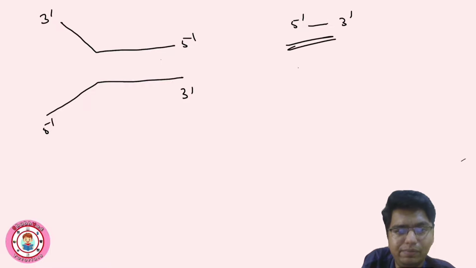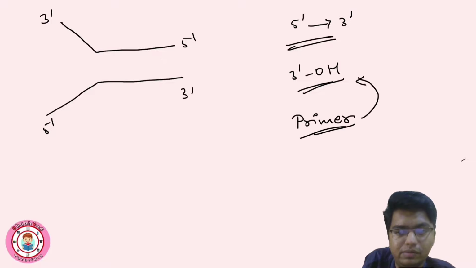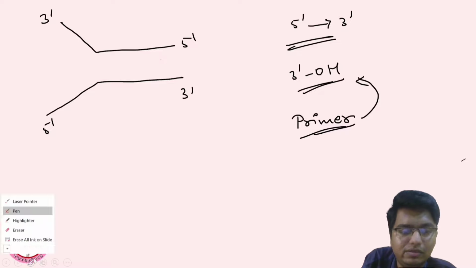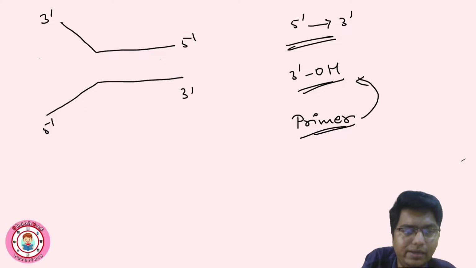Okay, 5 prime to 3 prime direction means a free 3 prime OH end is required for DNA replication initiation. Right. So, see, there is a strand known as primer, which provides 3 prime OH. This primer is very important for the initiation of DNA replication. Right. So, I will draw here a short strand in red color.